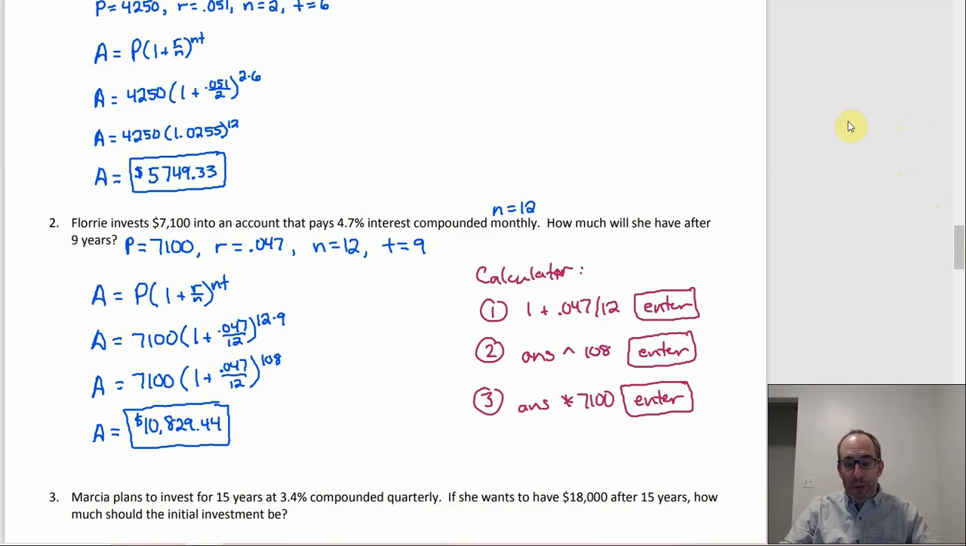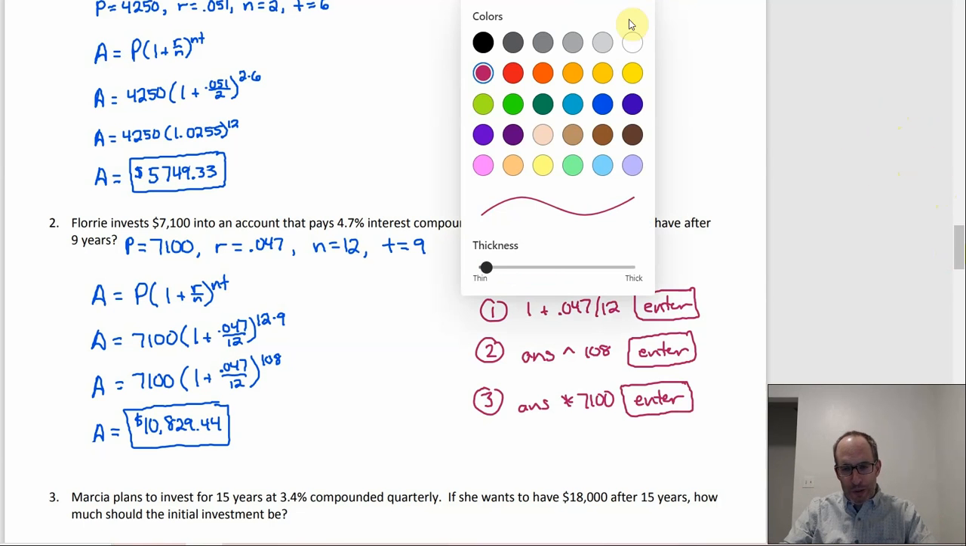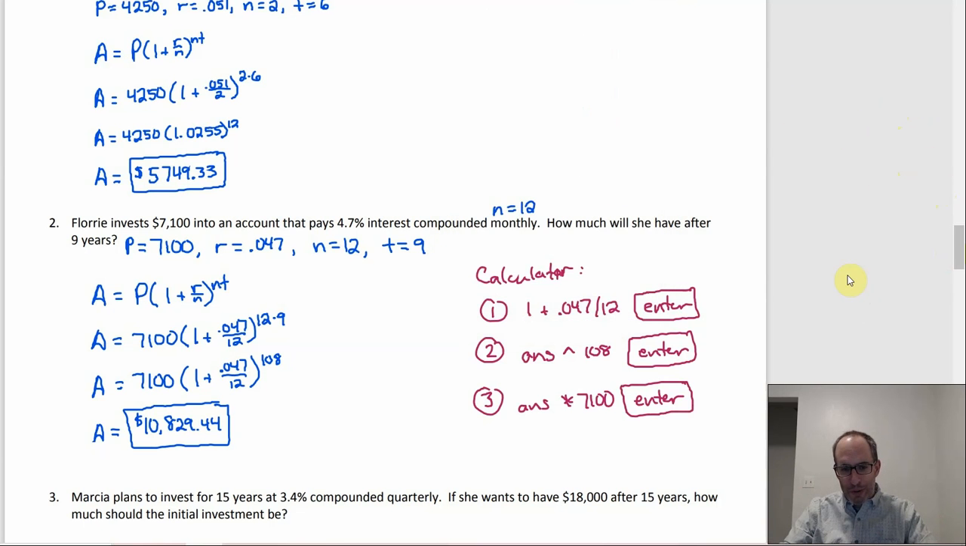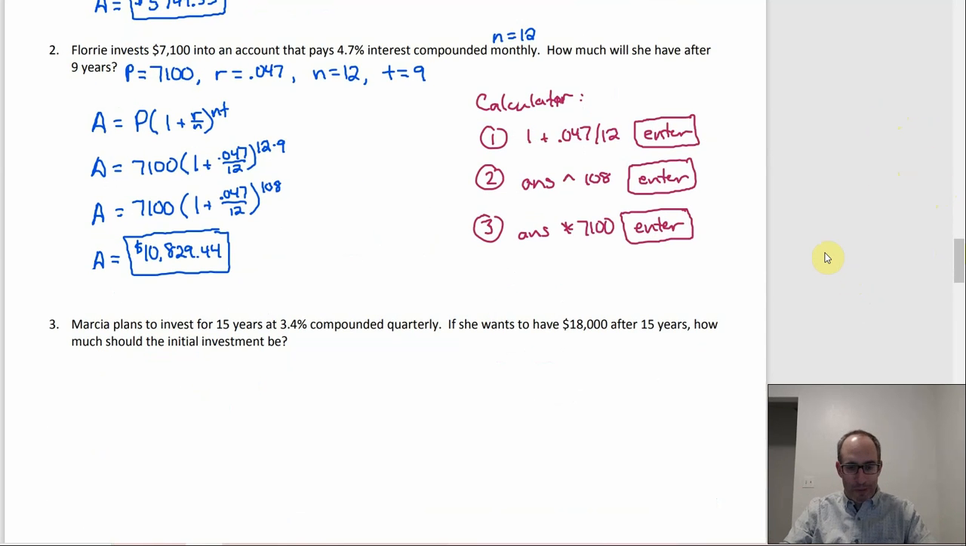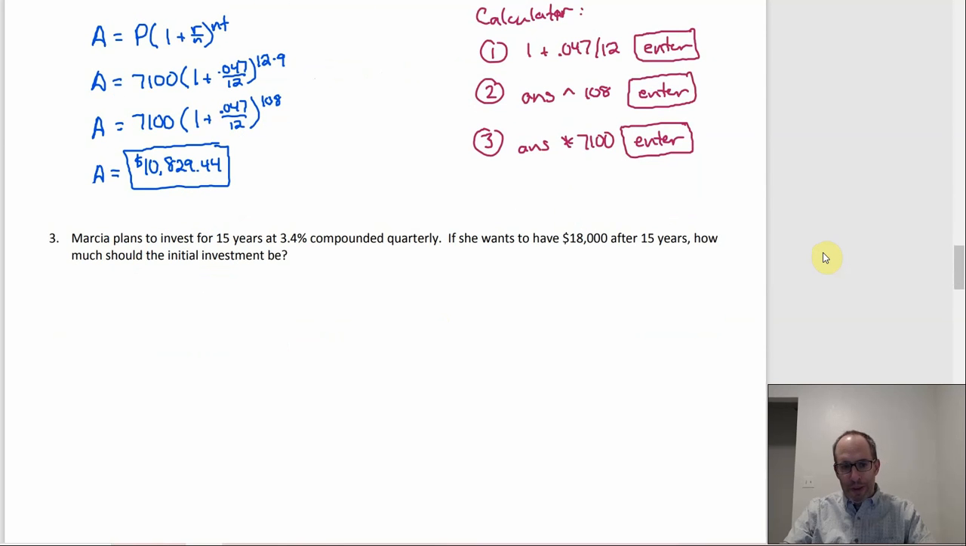Let's see, number 3 is like 1 and 2, except that instead of figuring out the accrued amount, you have to figure out the principal. Because it says what Marcia wants to have at the end. So we have the elapsed time, right? 15 years, 3.4% compounded quarterly. Okay, well then there's T, there's R, and there's N, like rapid fire, all in that first sentence. And then it says she wants to have 18,000 at the end.